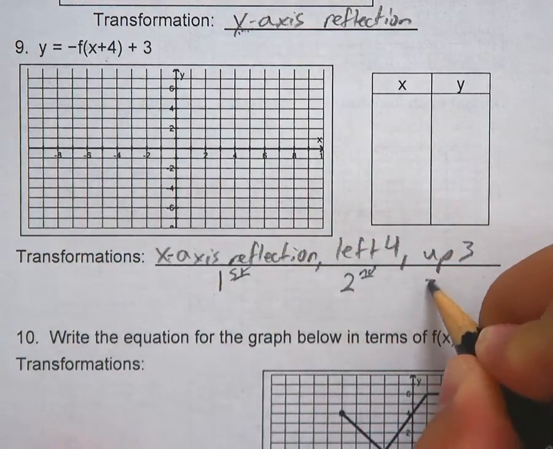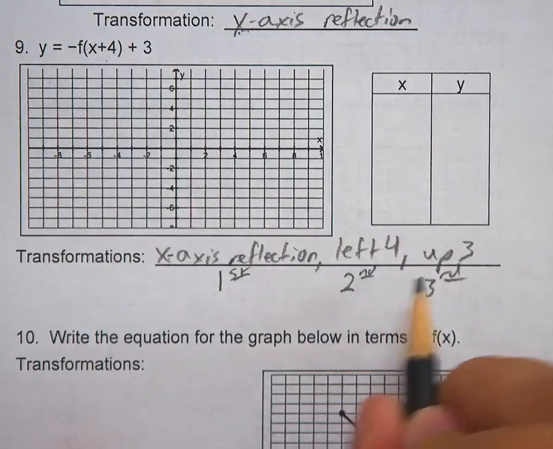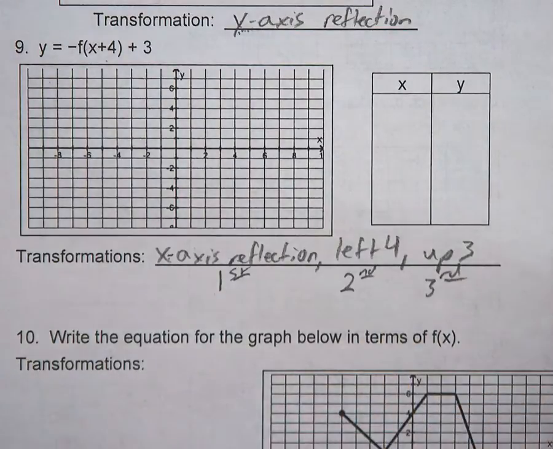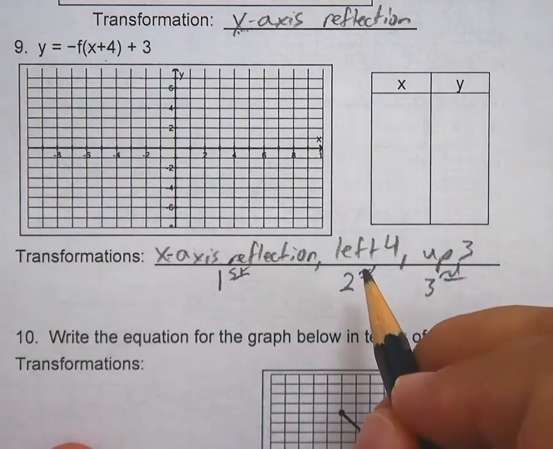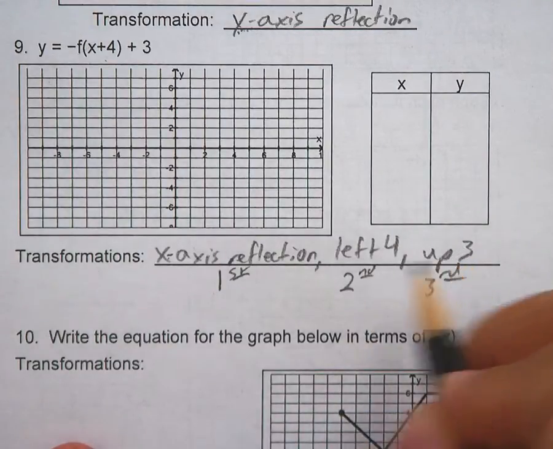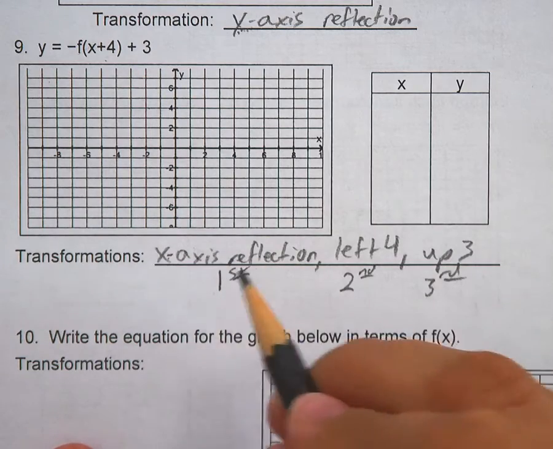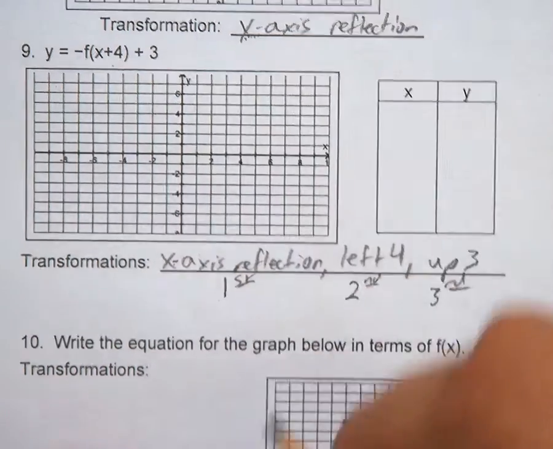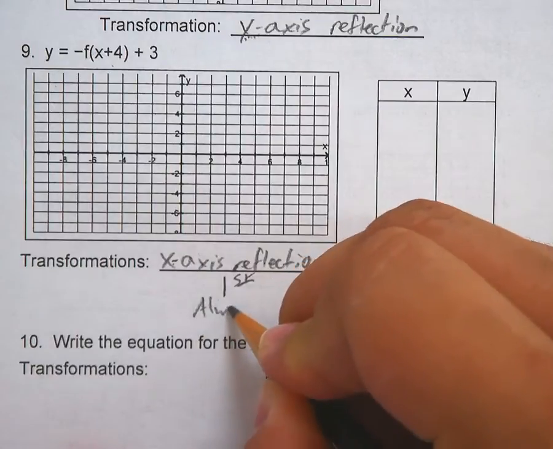second, third. Second and third can really be done either way because this deals with x values, this deals with y values, so they don't really relate to each other. But this, reflections always come first. Alright? First, always.